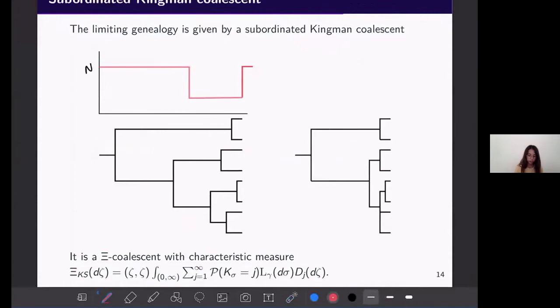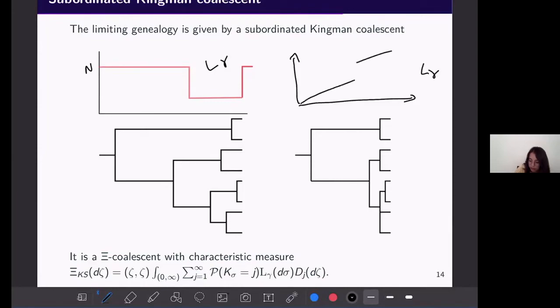What was conjectured already by Blath and collaborators is that in this case, if this is the sequence of population sizes, it is N, and then it decreases because there is a bottleneck. The bottleneck is characterized by L_gamma, as we said, which is the ratio between duration and intensity. We can associate it to a subordinator that has jump measure L_gamma, and that jumps like this. So this time here is this time here where the bottleneck started.